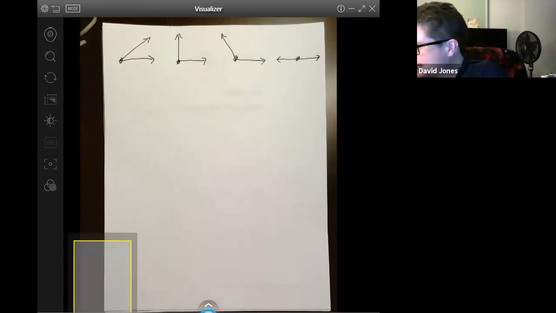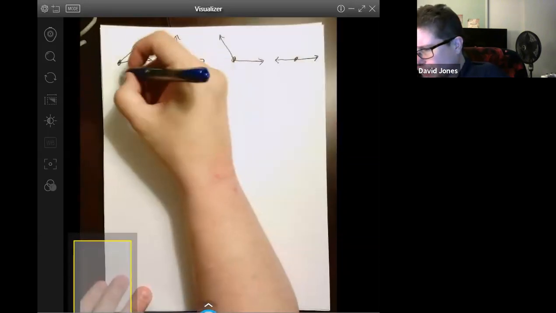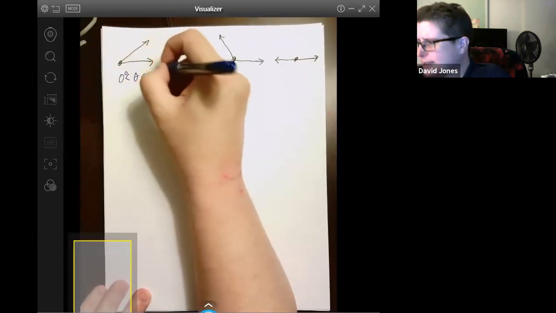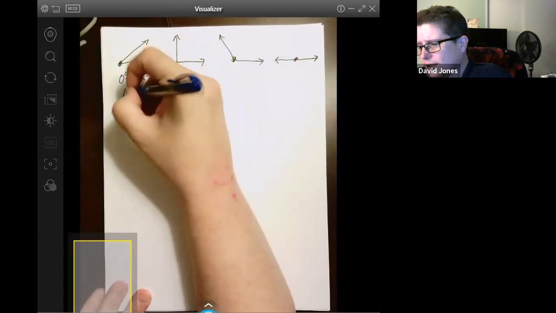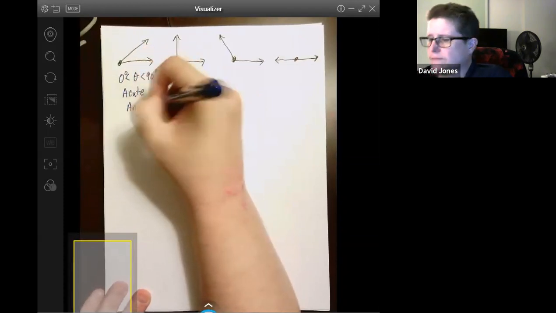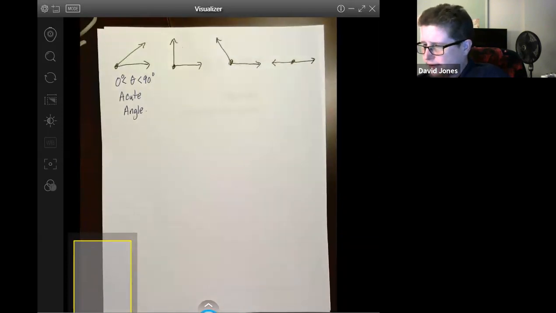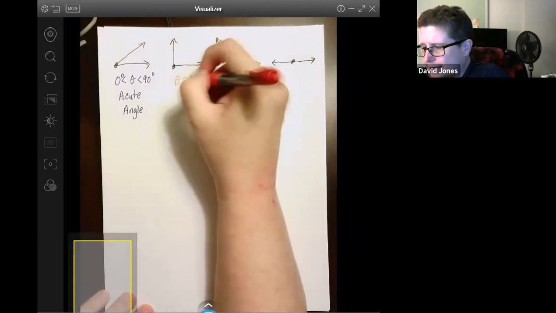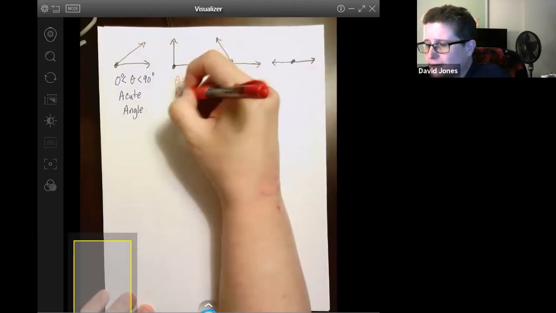So when theta is between 0 degrees and 90 degrees, this is called an acute angle. We just got done telling you about this one. When theta equals 90 degrees, this is a right angle.